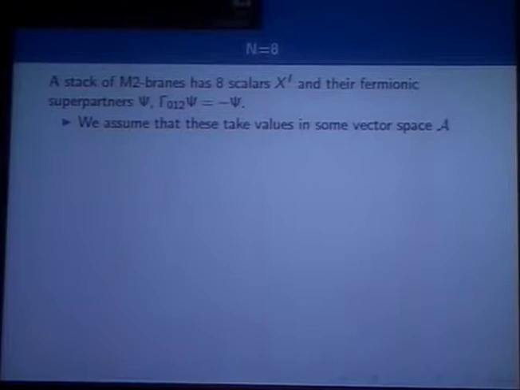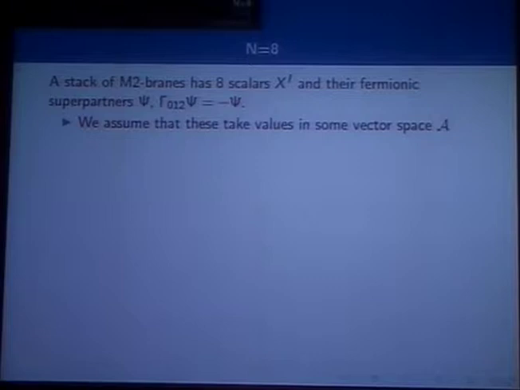So one starts by considering a stack of parallel M2 branes. So you've got 8 scalars X^i, and their fermionic superpartners Psi. And the Psi's are distinguished by the fact that they're actually Goldstinos, so they satisfy some projector, gamma_{012} Psi is minus Psi. So the preserved supersymmetries satisfy gamma_{012} epsilon is epsilon.